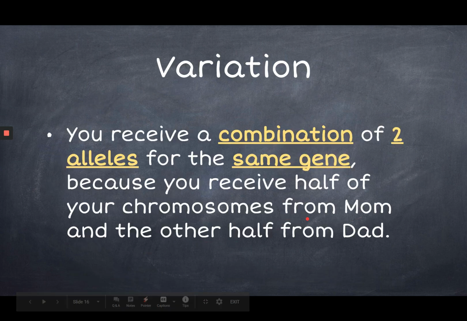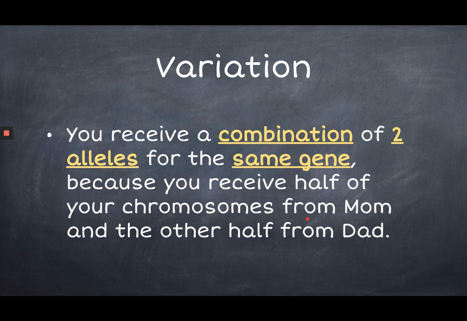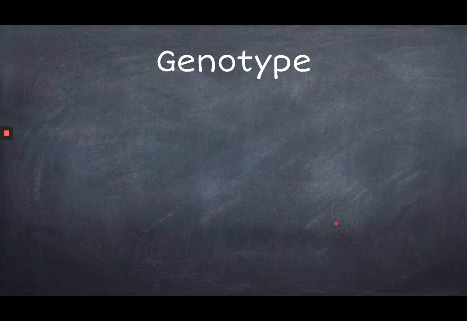And this variation can be different from one person to the other, because you are receiving a combination of two alleles for the same gene, because you're receiving half of your chromosomes from mom and the other half from your dad. A little side note: you don't usually get the exact same half from your mom and your dad as your siblings do, right? So your siblings have the same biological parents, but sometimes they have variations just among them.